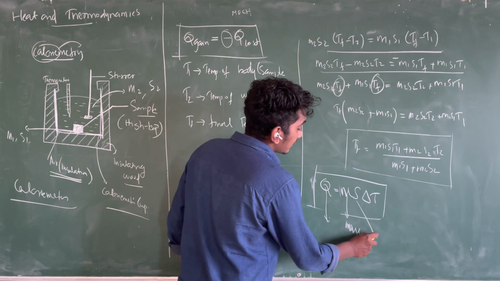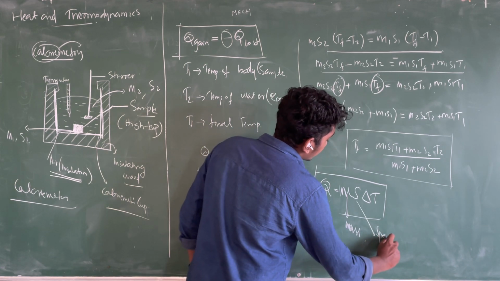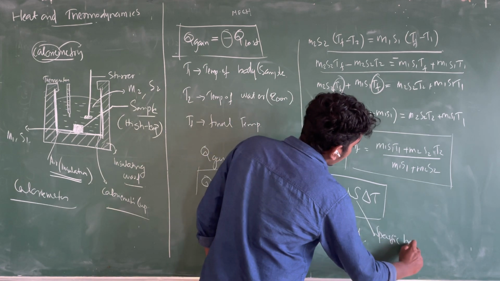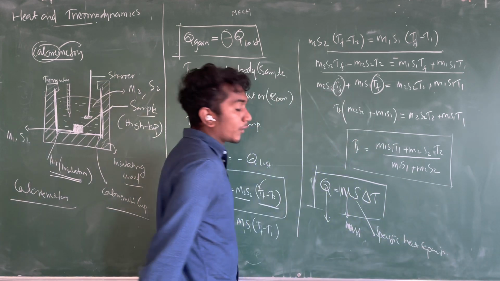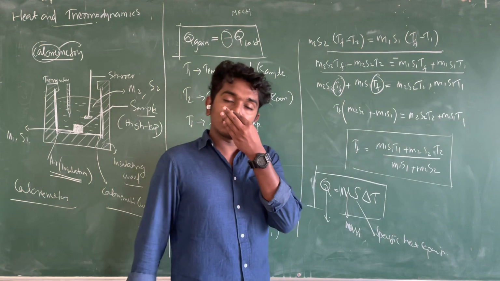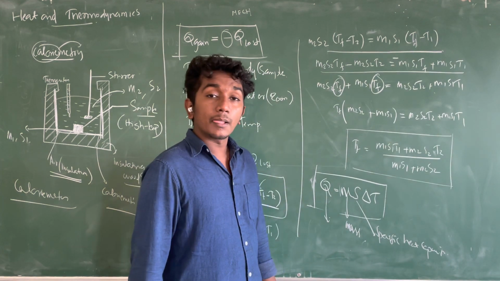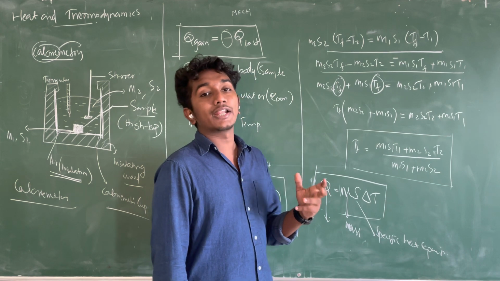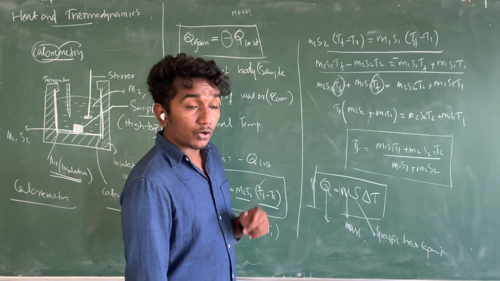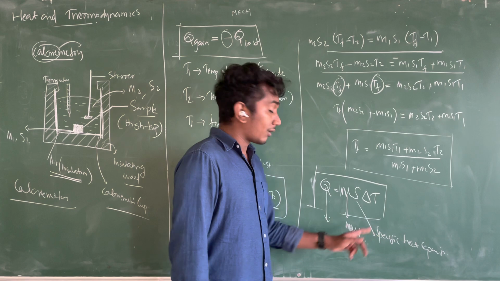Okay, what is this? Specific heat capacity. If you don't know, please note it down. What is specific heat capacity? It is the amount of heat energy required to raise the temperature of a body by 1 degree Celsius, of 1 kilogram mass. Alright. So what is delta T?